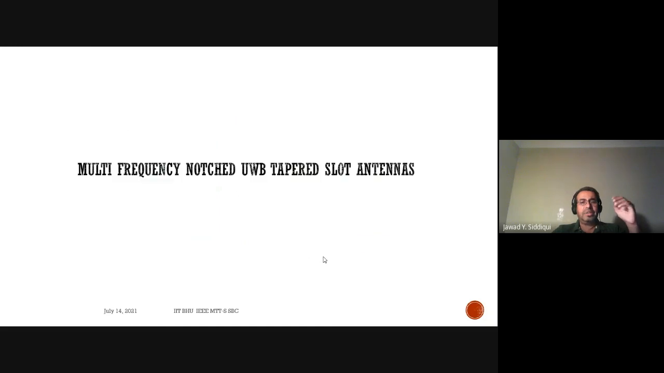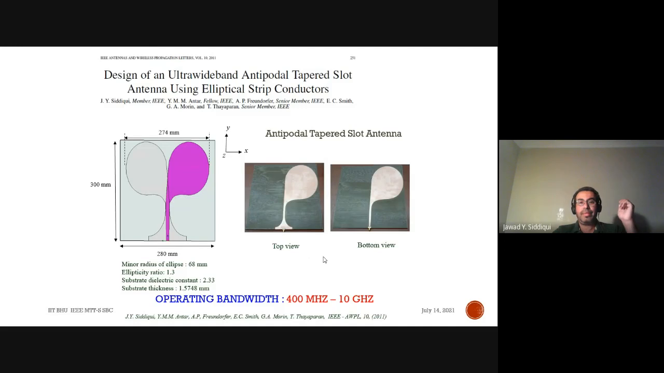Now, multi-frequency notch. I'm going to show another design, a multi-frequency notch ultrawideband tapered slot antenna, a very different kind of antenna. We used a resonating, printed monopole type antenna before. Now I'm going to use a traveling wave antenna. Basically, it's a tapered slot antenna.